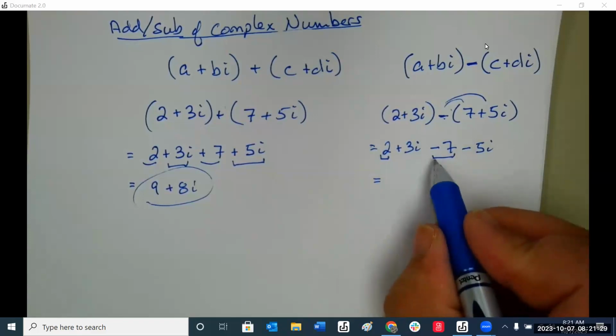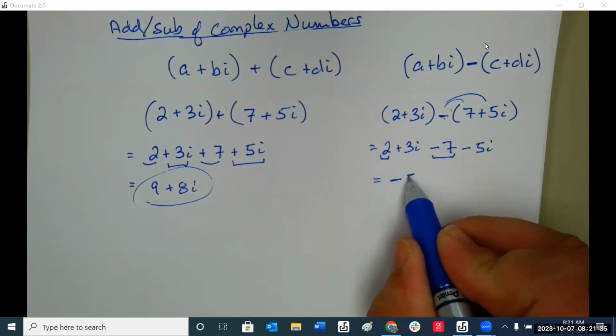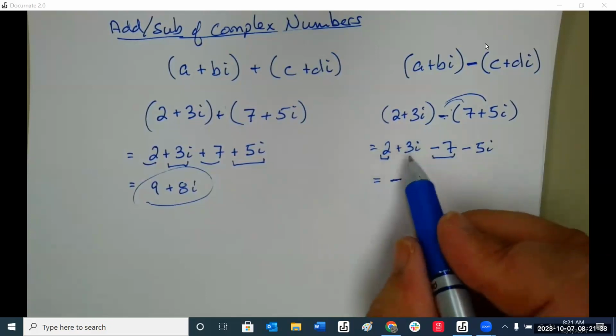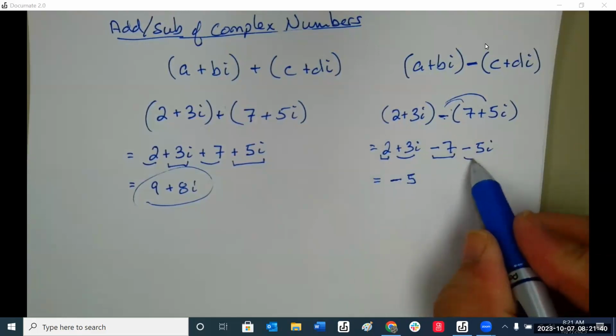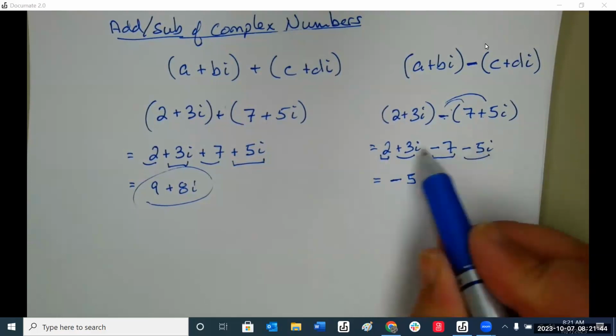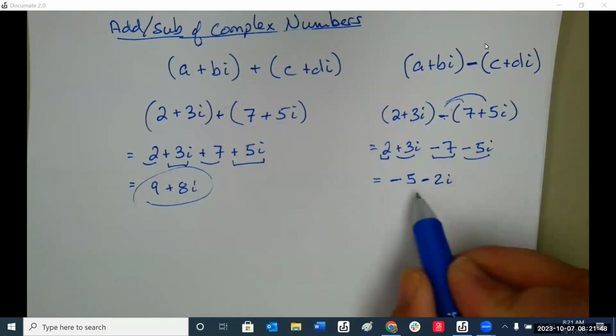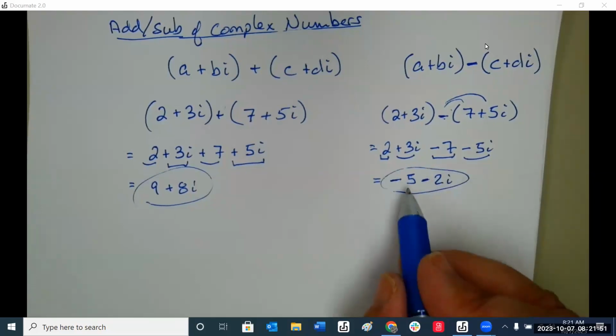2 minus 7. 7 is bigger, so it's negative. 7 minus 2 is 5. That's the real numbers. Now the imaginary ones. Positive 3, negative 5. 5 is bigger than 3, so it's negative. 5 minus 3 is 2, and there's your answer. We cannot combine those two.